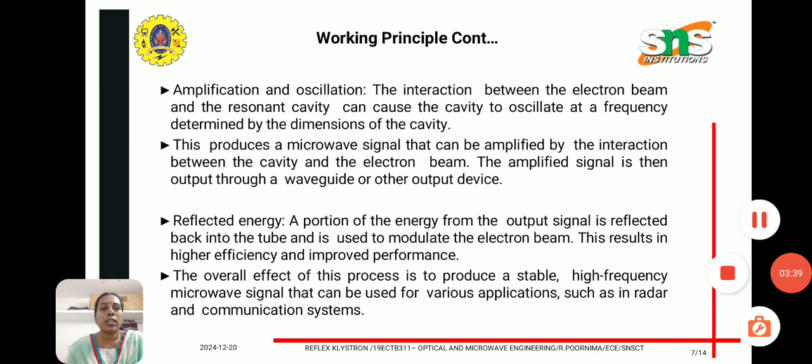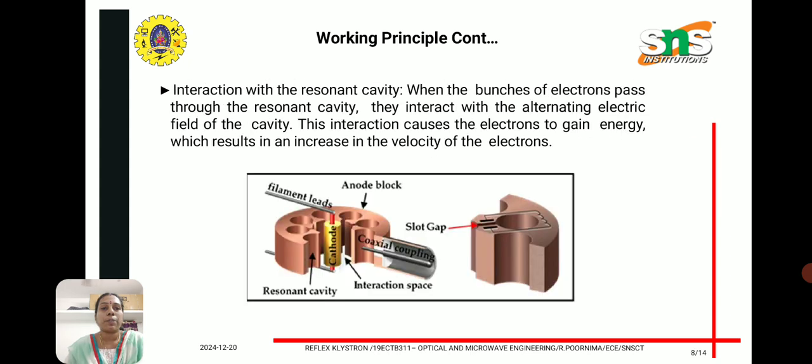Amplification and oscillation: the interaction between the electron beam and the resonant cavity can cause the cavity to oscillate at a frequency determined by the cavity dimension. This produces the microwave signal. Then the reflected energy: a portion of energy from the output signal is reflected back to the tube and used to modulate the electron beam. This results in higher efficiency.